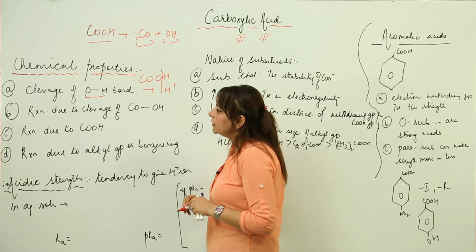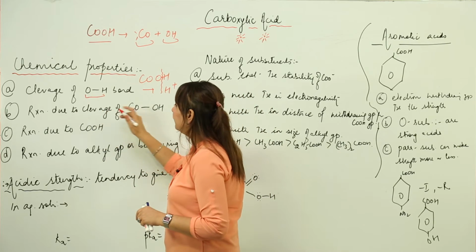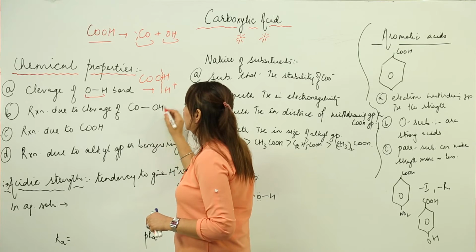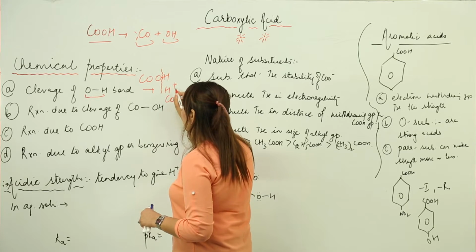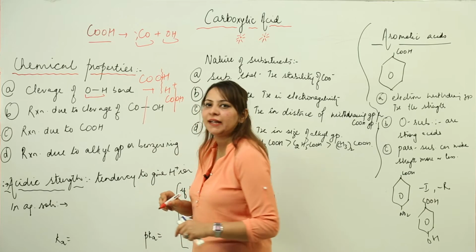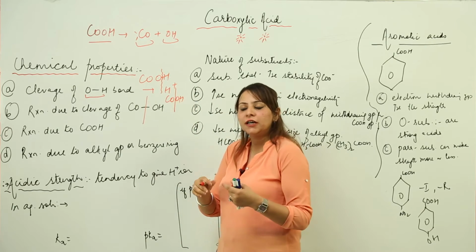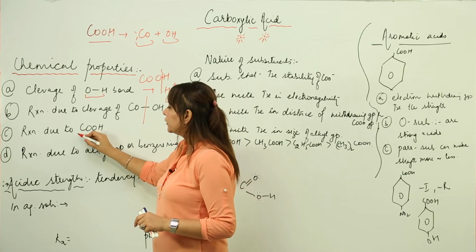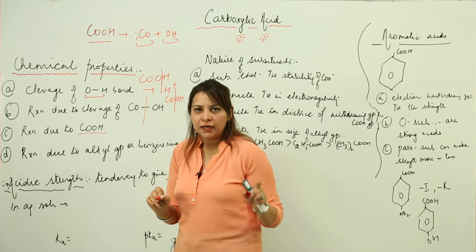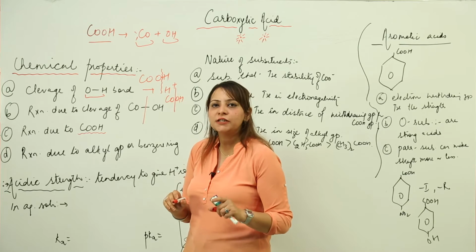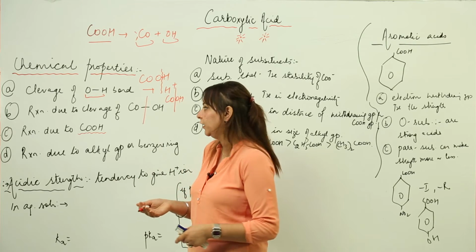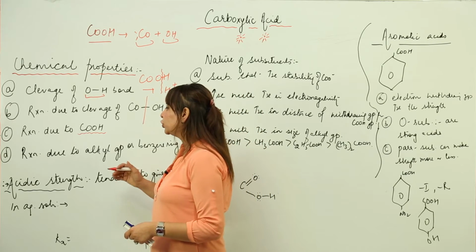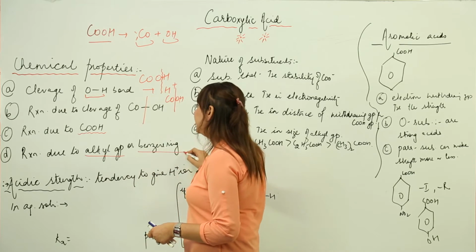The second reaction is the one in which we will observe the cleavage of the C-OH bond, because particularly it is COOH. Here the bond will cleave in this way, which results in the separation of the OH and the CO group. Third is the reaction involving the whole carboxylic acid group, where the carboxylic acid group changes into something else, and there will also be a reaction due to the alkyl group or the benzene ring.